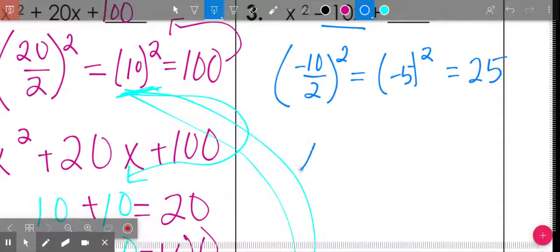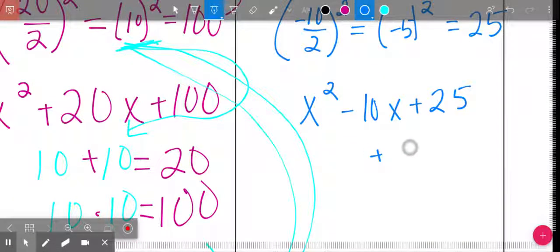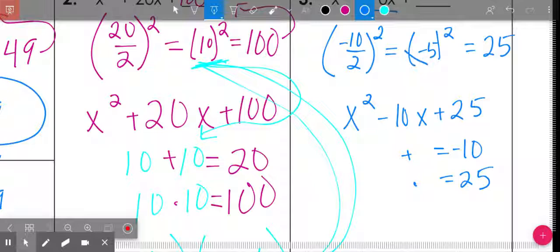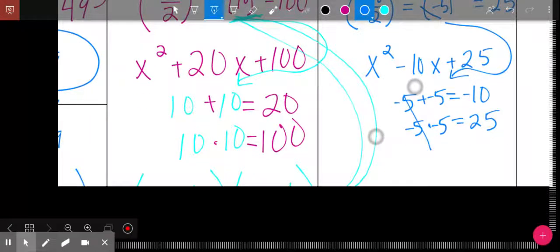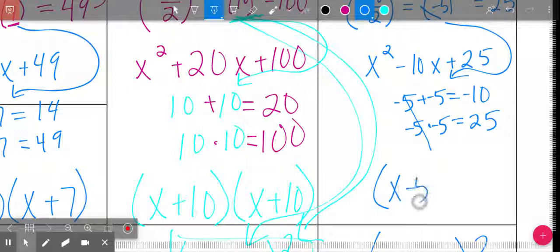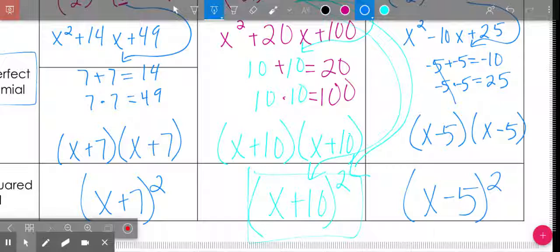So I'm going to write this as x squared minus 10x plus 25. Think what's going to add to give me a negative 10, but multiply to give me 25. Well, we already said that that's going to be negative 5 and negative 5. Okay, so then I can write that as x minus 5 and x minus 5, which, guess what, is x minus 5 squared.